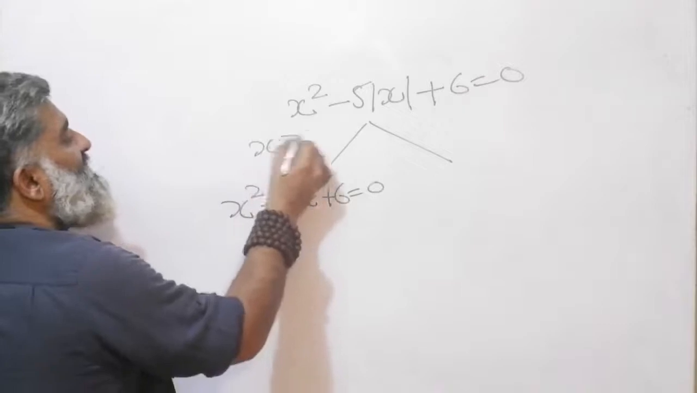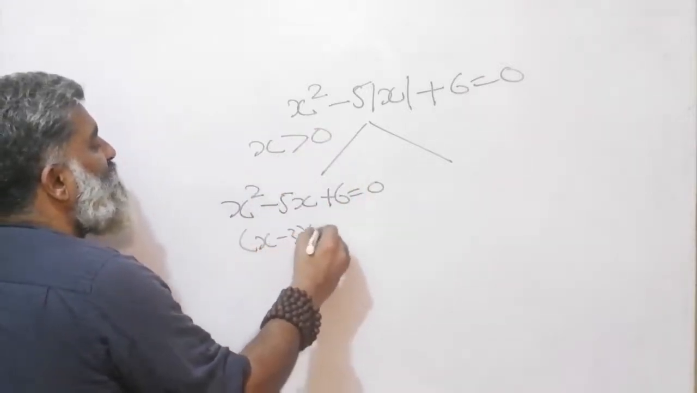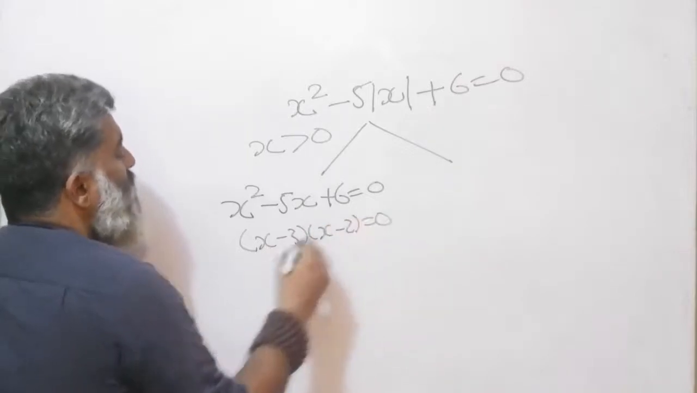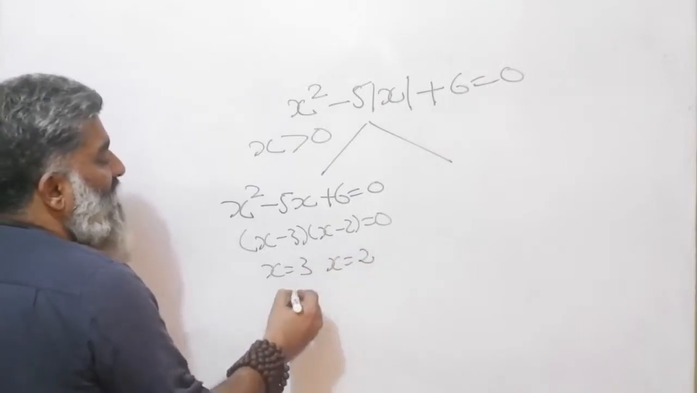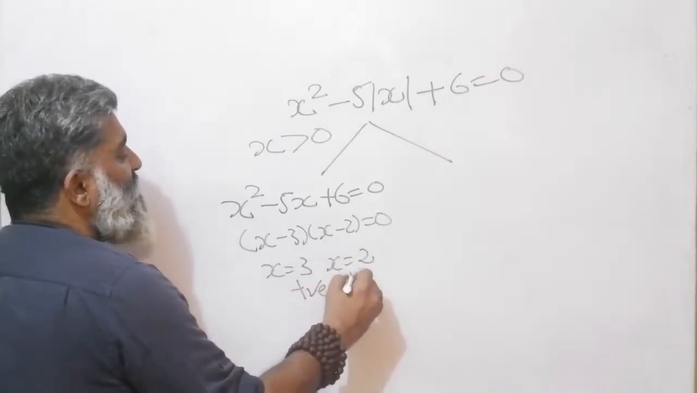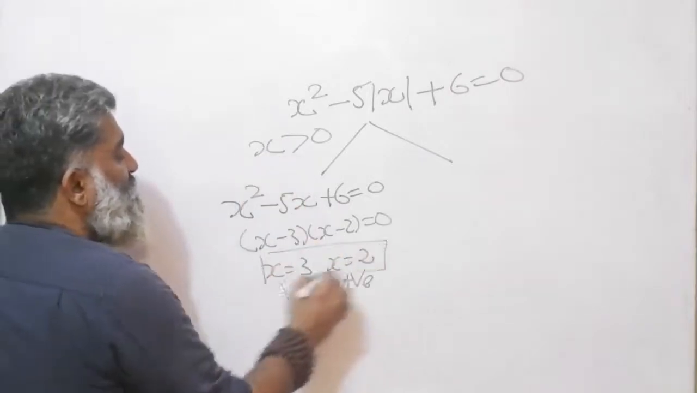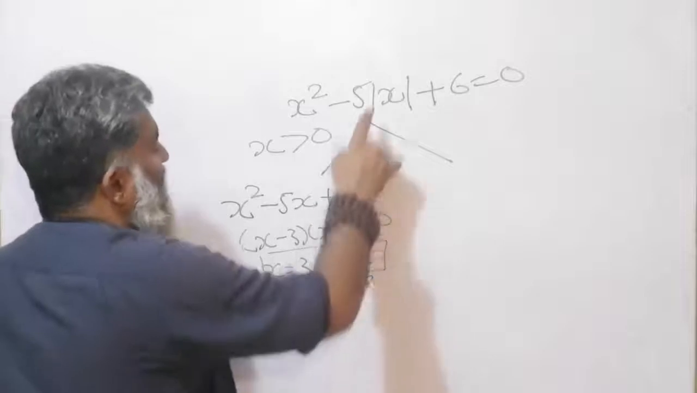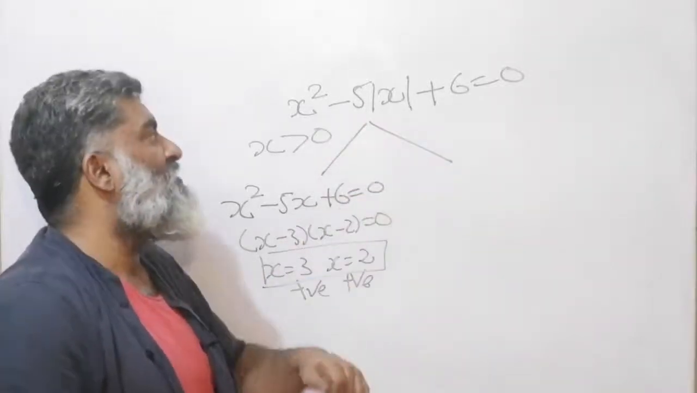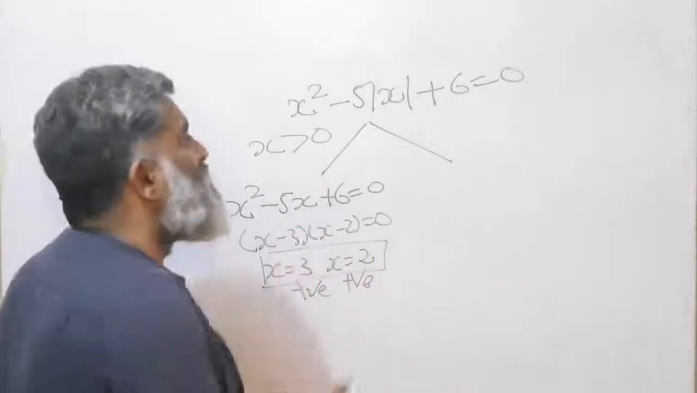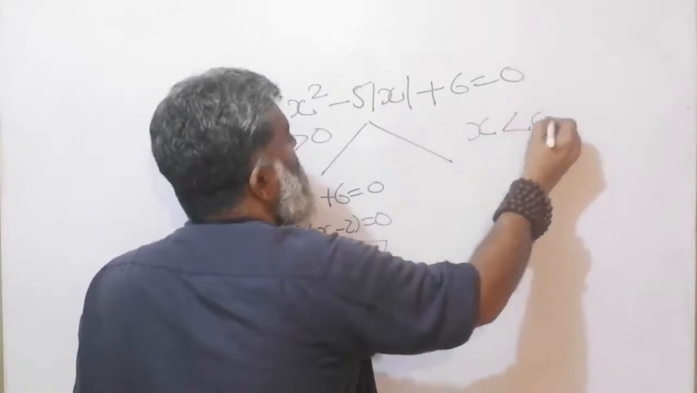When is this? When x is greater than 0. Factorize this quickly. (x minus 3) into (x minus 2) equal to 0. What are the roots? x is equal to 3, x is equal to 2. Are they positive? Yes. So this is definitely a solution for me. That means if I put 3 or 2, this equation should work out for you. Hit pause and try and see whether I'm telling you the truth or the equation is telling you the truth or not. I have x less than 0 in that story.